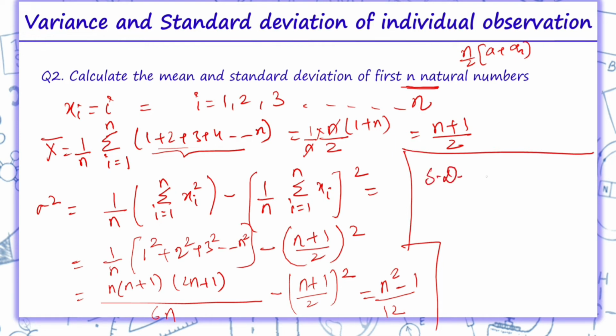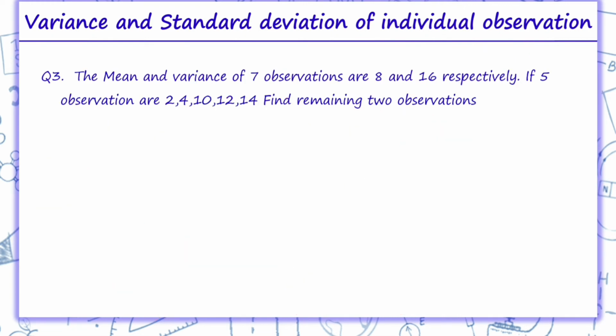Now we have to calculate standard deviation. So it is the square root of variance. So this will be calculated by n square minus 1 by 12. So this is how we can calculate the mean and standard deviation of the first n natural numbers, by applying the formulas of arithmetic progressions over here. Coming on to the next question.